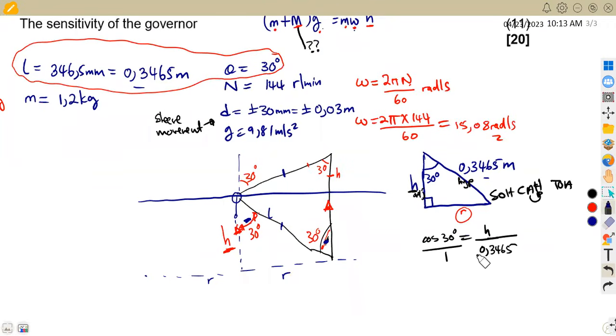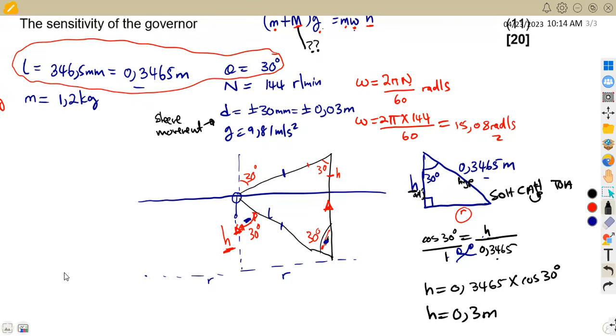So we can use this to calculate h, because cos 30 is the same as cos 30 over 1. So by cross multiplying, we can have our h. 1 times h is going to give us h, which is our height. Cross multiply, that's 0.3465 times the cosine of 30 degrees. So this is going to give us h, which is the height in meters. So we are going to obtain our h being something like 0.3, in meters.